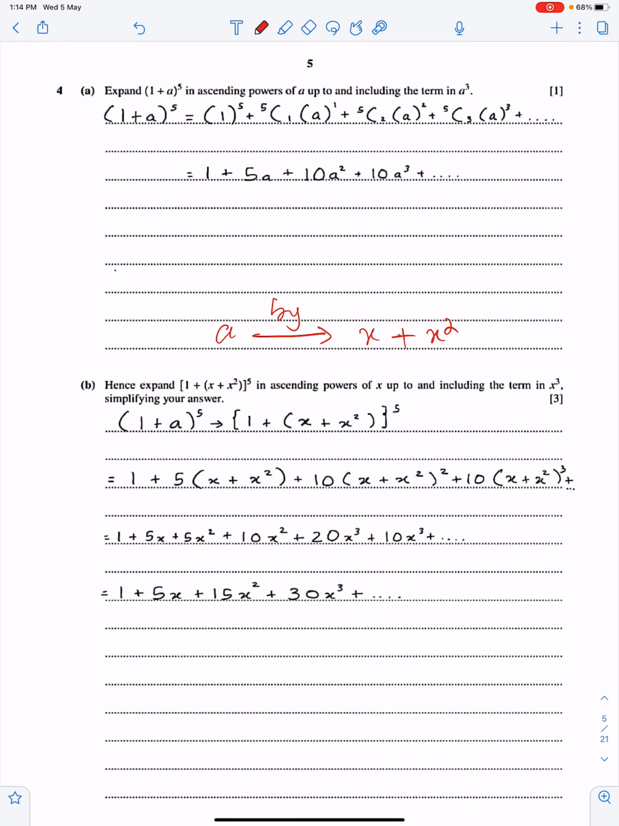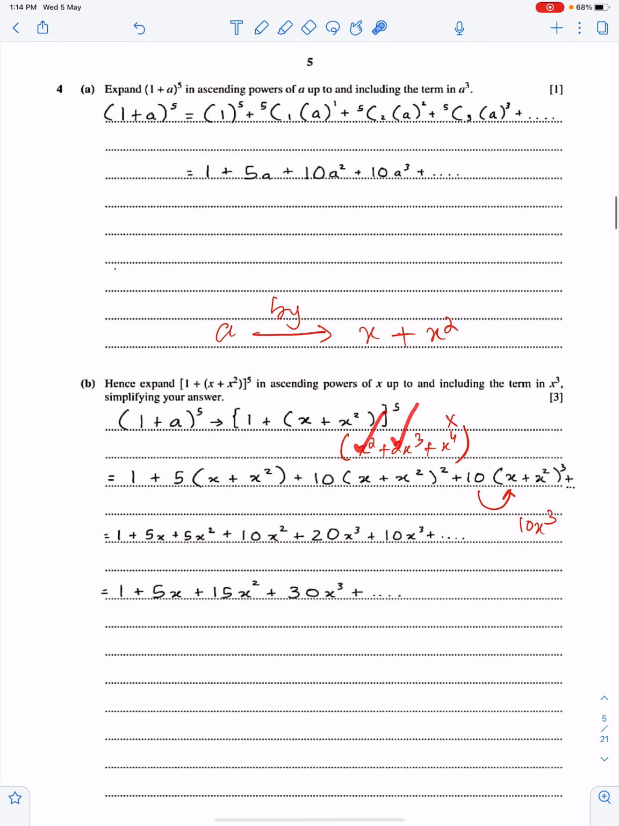This is important. Make sure you just take the first term from this expansion, and you just need to take two terms from this expansion, first two terms. You don't need to take this term. Just take this and this, and give your answer in ascending powers of x.